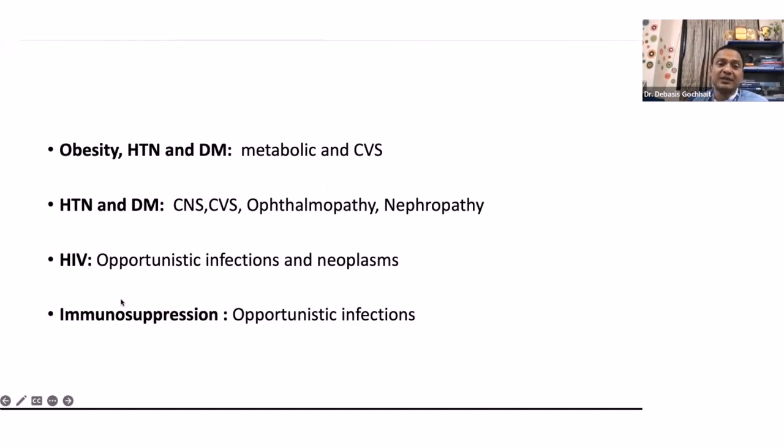Whenever there is a history of HIV or immunosuppression, meaning a patient who is on chemotherapy, whenever this history is there, you will have to think of opportunistic infections. Because whenever a patient has HIV, the CD4 counts will go down. Whenever immunosuppression is given, bone marrow counts will go down. So pancytopenia will be there, and so there is a chance of opportunistic infections.